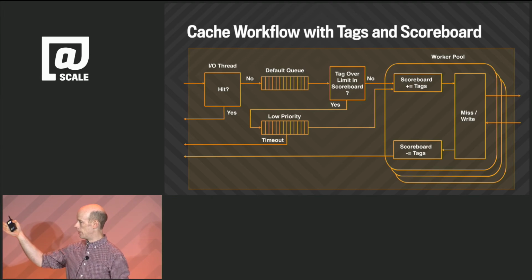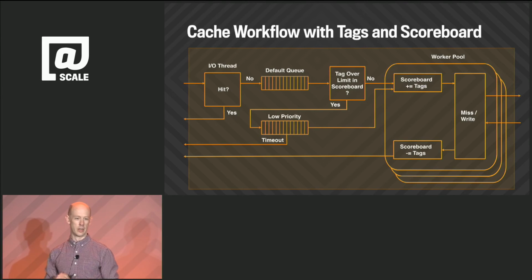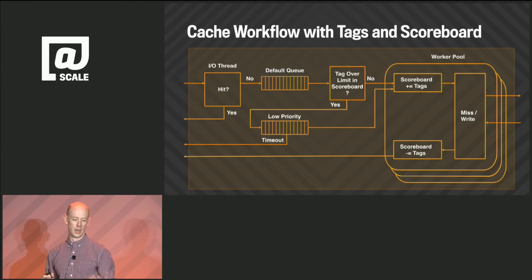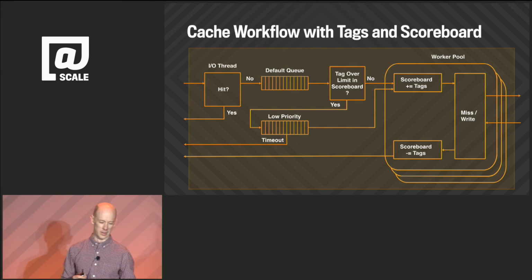We also have, I didn't put it on here because it would make the slide really busy, but we actually have more than one low priority queue depending on which tag it was. So we have a particular tag that is very indicative of something that's very low priority, and we give it like an even lower priority thing.